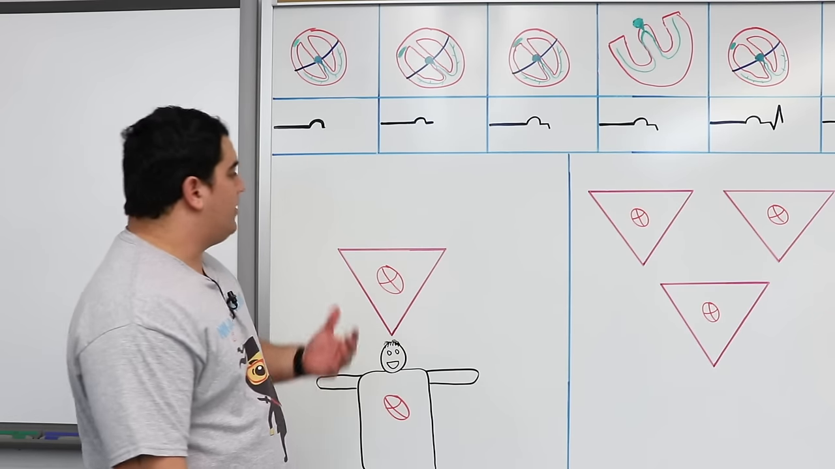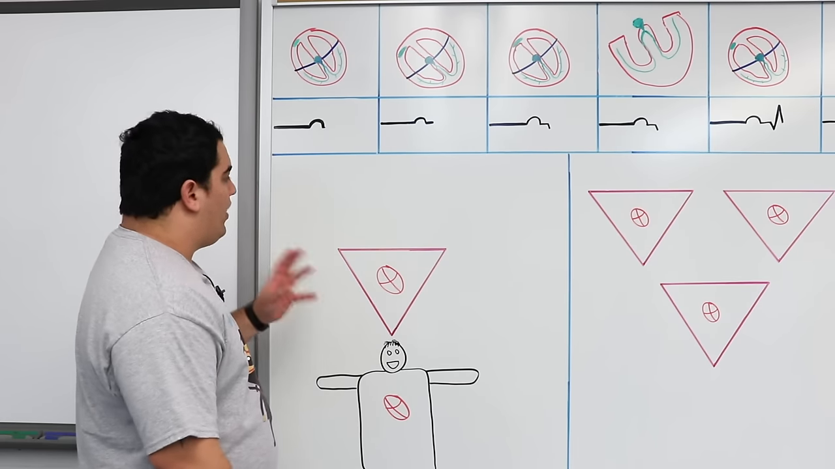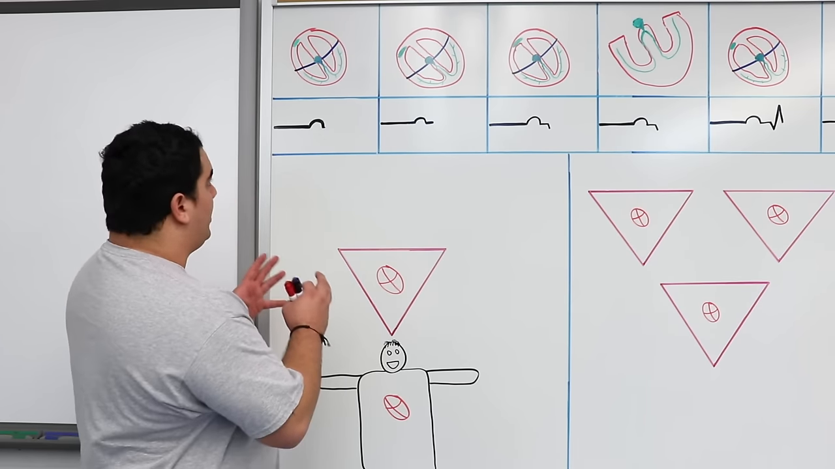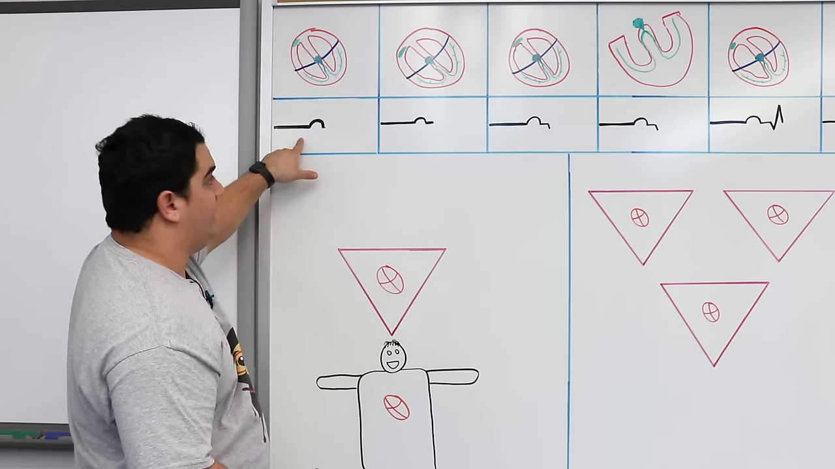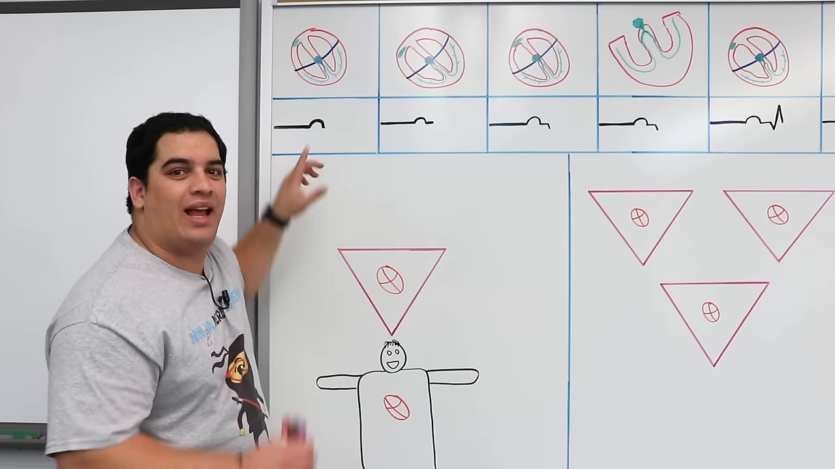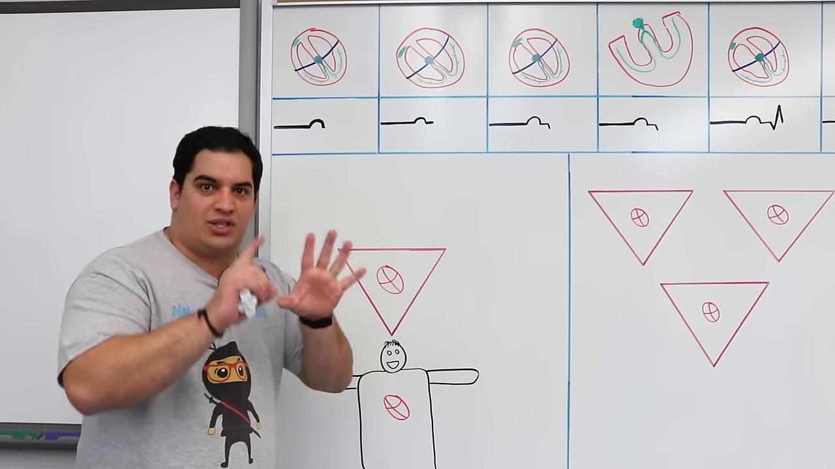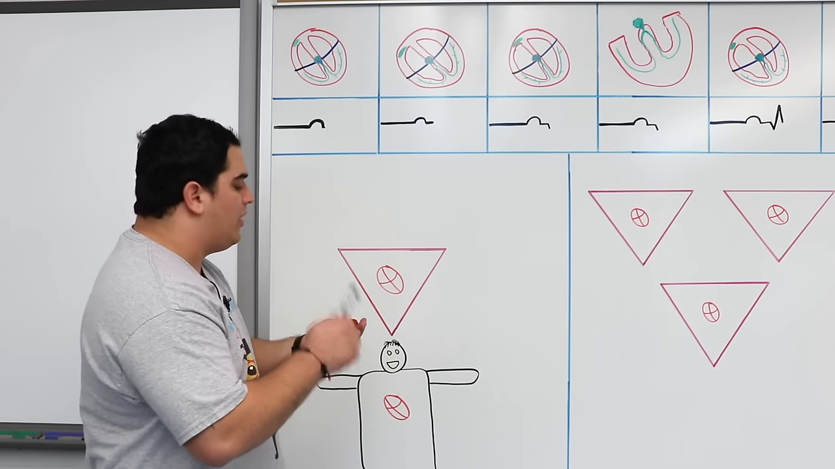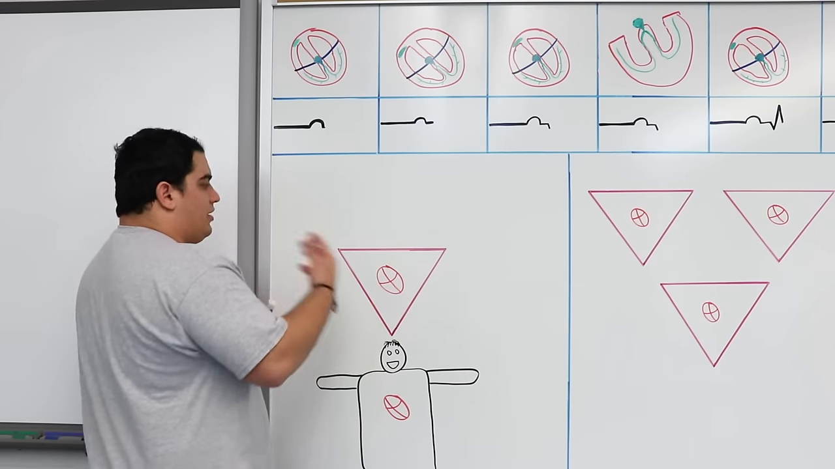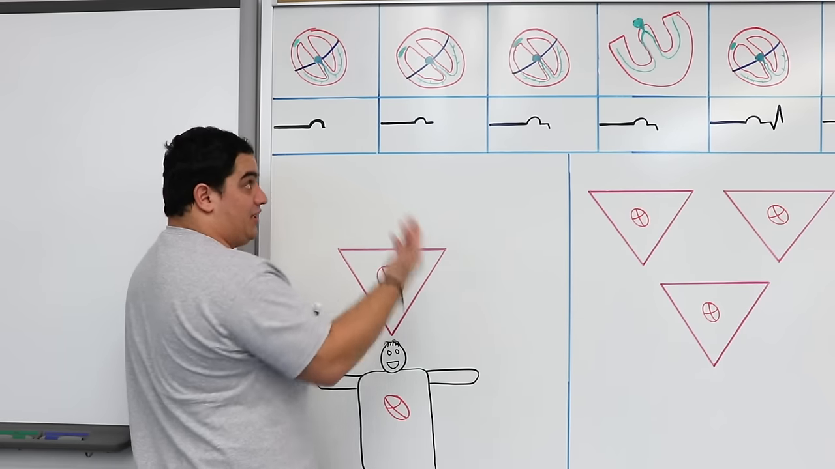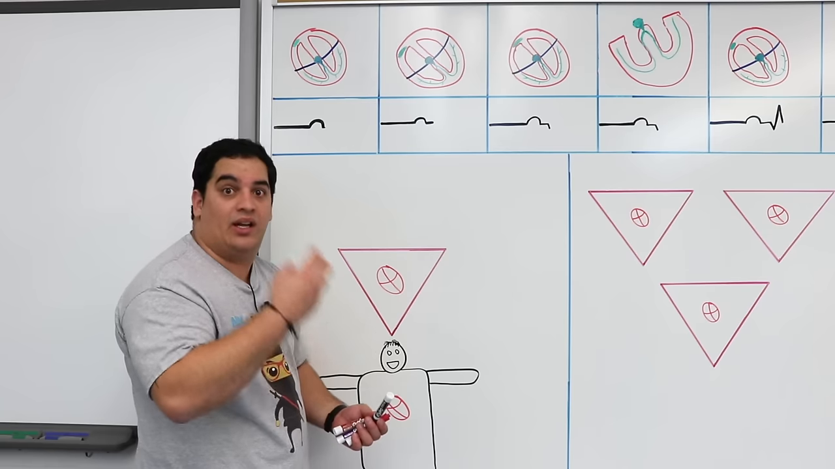All right, so let's talk a little bit about the cardiac action potentials. In order for us to really understand how the electrical activity of the heart correlates with the corresponding EKG, we have to understand just a little bit about electrodes, the basics on electrodes. Let me give you an example. An EKG is a graphical representation of the electrical activity of the heart.